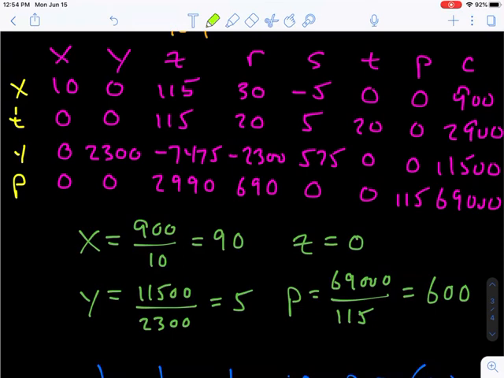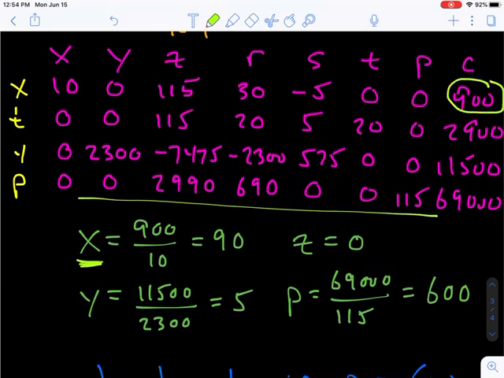And so now we notice the bottom row, all positive. And so once we have all positive numbers or zeros in the bottom row, we can determine our answer. So our active variables are x, t, y, and p. So to find the x, we take 900 and we divide it by 10, and we get 90. I skipped the t because I really don't care about the t, but the t would be 2,900 divided by 20.